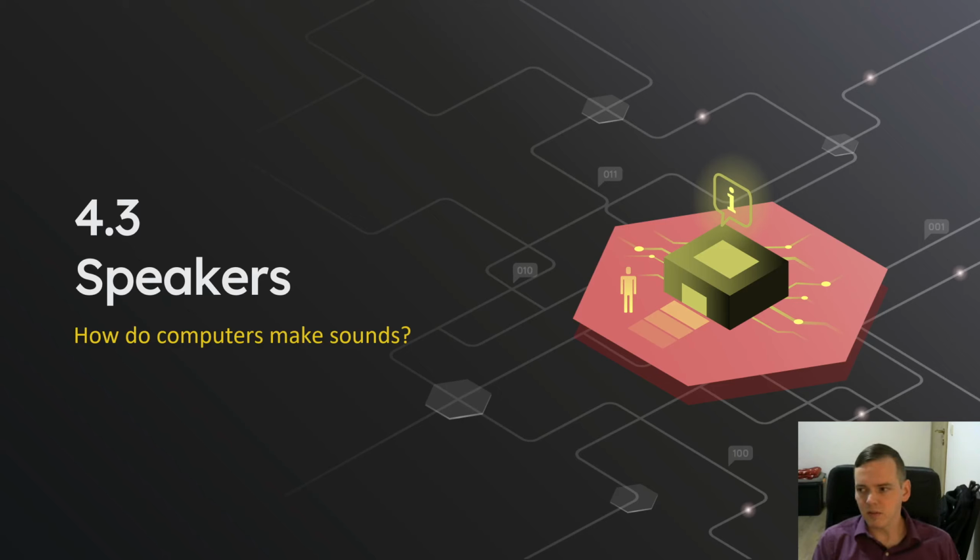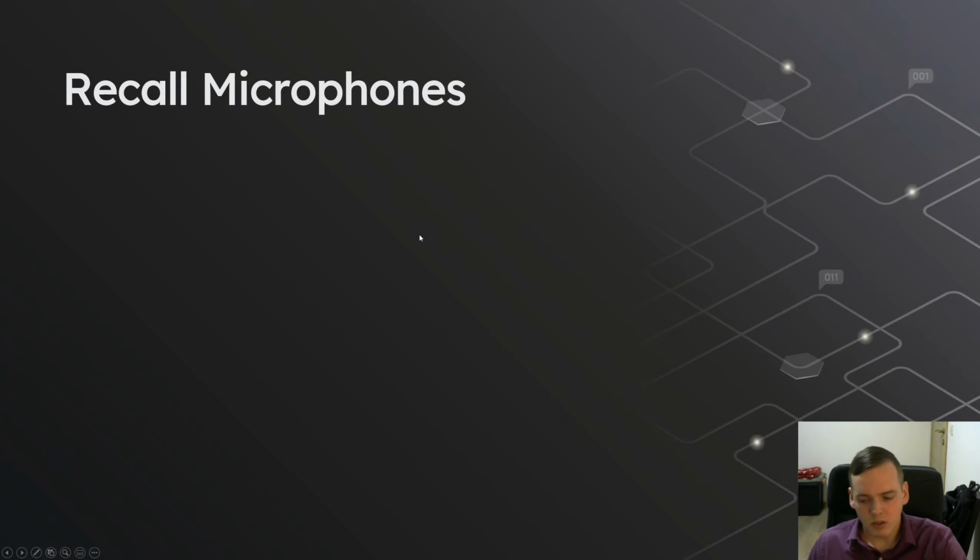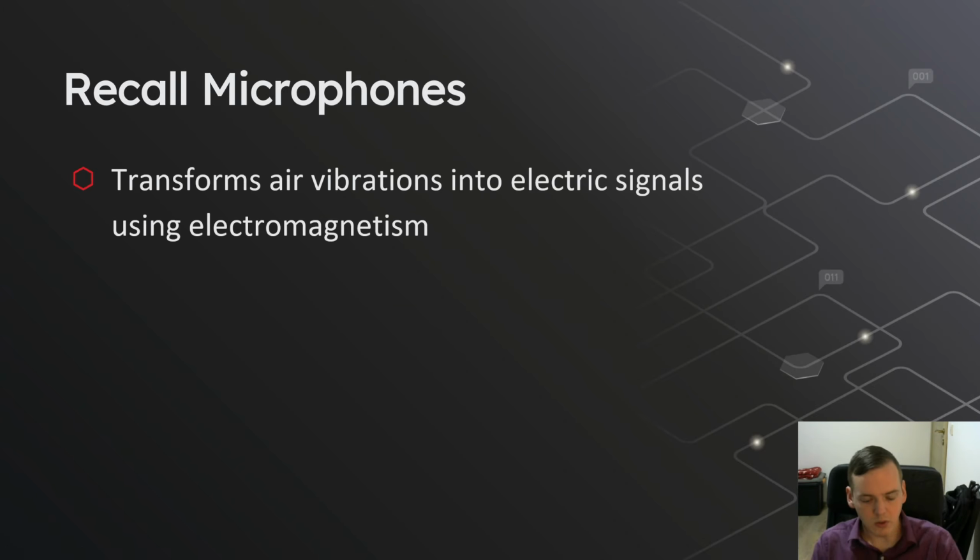In this lesson, we're looking at speakers, and so how do computers make sounds? All speakers are going to be relying on more or less the same basic principles, which is using electromagnetic signals to make something vibrate. If you recall when we talked about microphones, those transformed vibrations in the air into electric signals using magnetism.